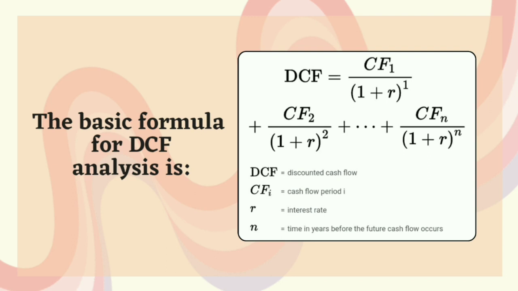And the basic formula for DCF analysis is DCF equals CF sub 1 over (1 plus R) to the power of 1, plus CF sub 2 over (1 plus R) to the power of 2, plus CF sub n over (1 plus R) to the power of n, where DCF is the discounted cash flow, CF sub i is the cash flow in period i, R is the interest rate, and n is the time in years before the future cash flow occurs.